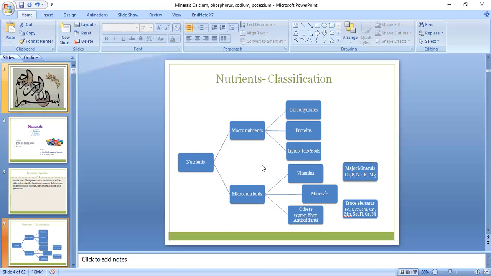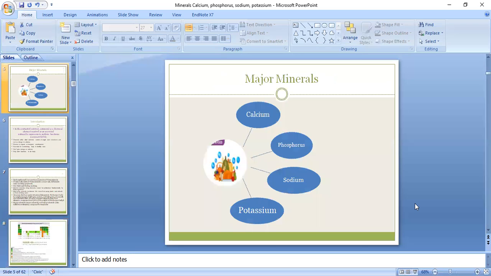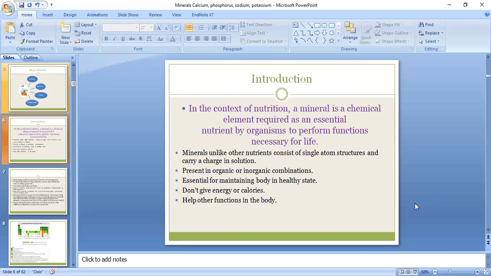Minerals include major minerals and trace minerals. Major minerals are calcium, phosphorus, sodium, potassium, and magnesium, while trace elements are iron, iodine, zinc, copper, cobalt, manganese, selenium, fluoride, chromium, and nickel. Today we will discuss the major minerals: calcium, phosphorus, sodium, and potassium.